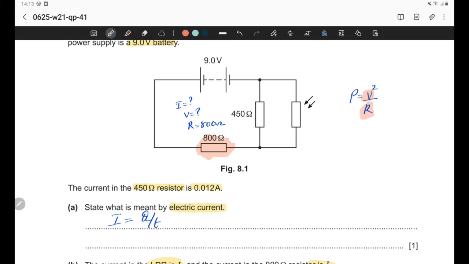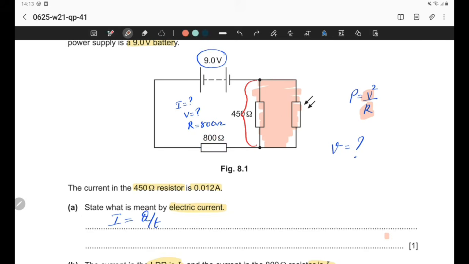So first we can find out what is the voltage across 800 ohm. We know that the total voltage or potential difference is 9 volt. Now we can find what is the potential difference or voltage drop across this parallel combination. By knowing that, we can simply subtract the potential difference across this parallel combination from the total potential difference. So we will get the potential difference across 800 ohm.